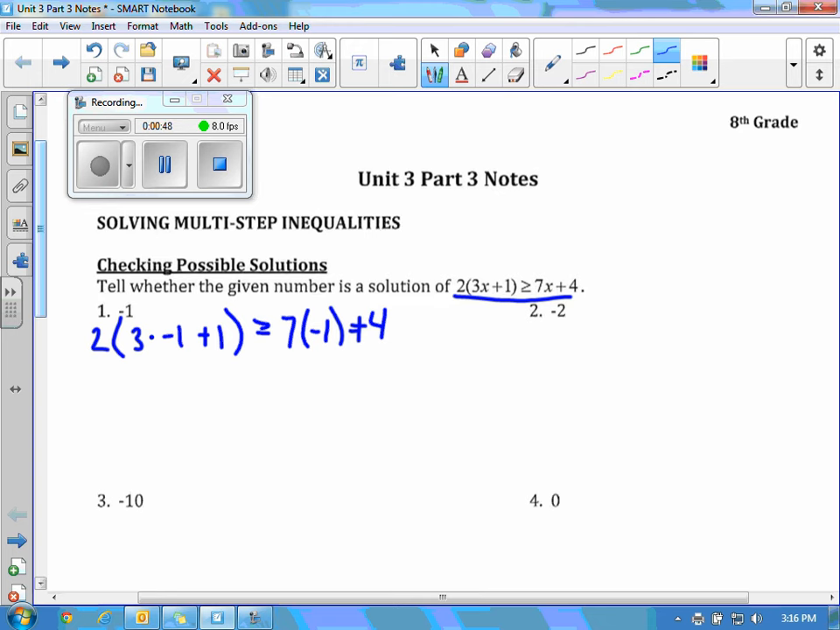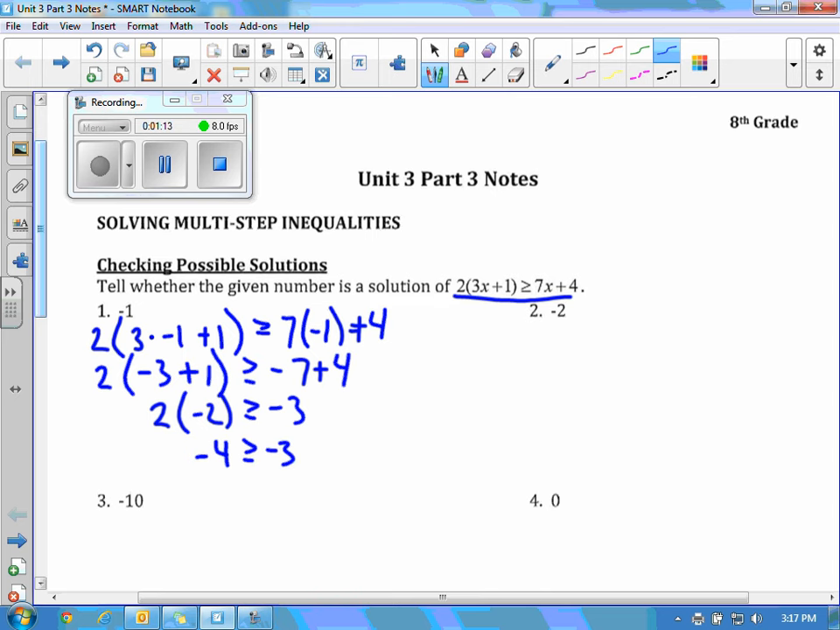So let's work it out and see if it works. I'm going to start in the parentheses up here. I have 3 times -1, which is -3 plus 1. Then on the right side, I can go ahead and multiply, so I have -7 plus 4. On the left side, I need to go back and finish up those parentheses, so I get -2. Greater than or equal to, on the right side, I have -3. I can multiply 2 times -2, and I get -4 is greater than or equal to -3. And I read that from left to right. That is not a true statement. -4 is less than -3.